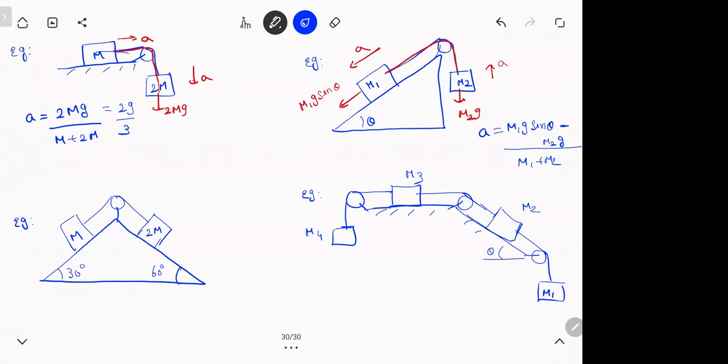This method becomes very powerful when you have multiple blocks, like example 4. If you try to solve example 4 normally, you have to draw 4 free body diagrams and write 4 equations. It's a mess. It will take time to solve. Put it down, I'll give you 2 minutes.